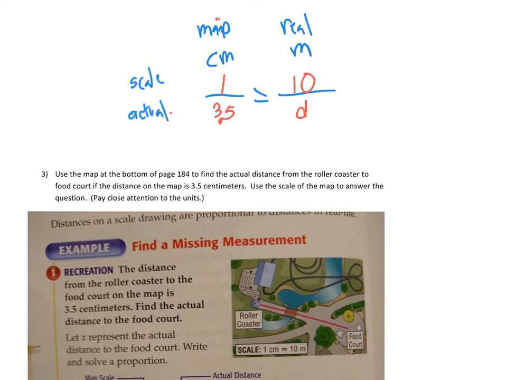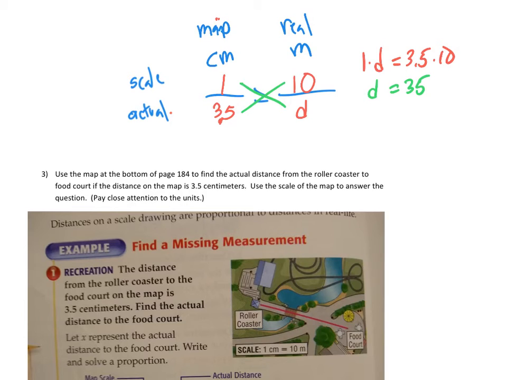Now we simply go through the procedure of doing the cross multiplication. 1 times D is equal to the other cross product, which is going to be 3.5 times the 10. We're multiplying these two across, and we're multiplying these two across. Because cross products in proportions are always equal to each other, we put an equals in between those two. So now we have D is equal to 3.5 times 10, which is 35. And there we go. Once we simplified it, we have our answer.